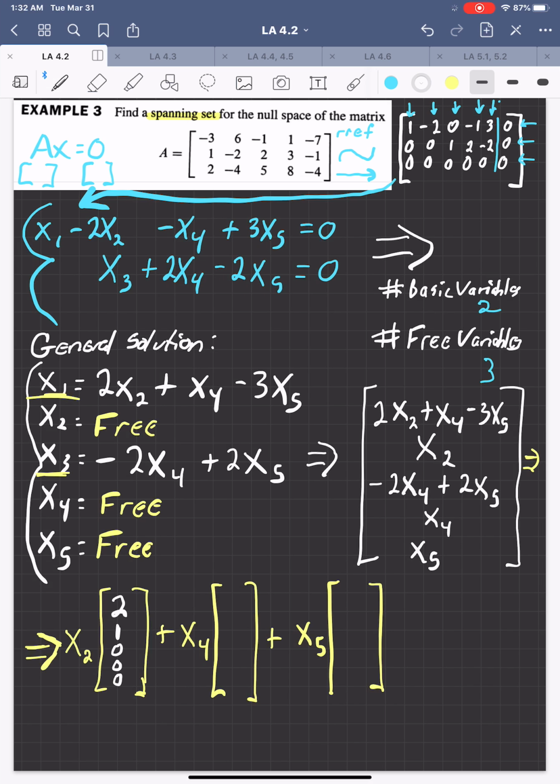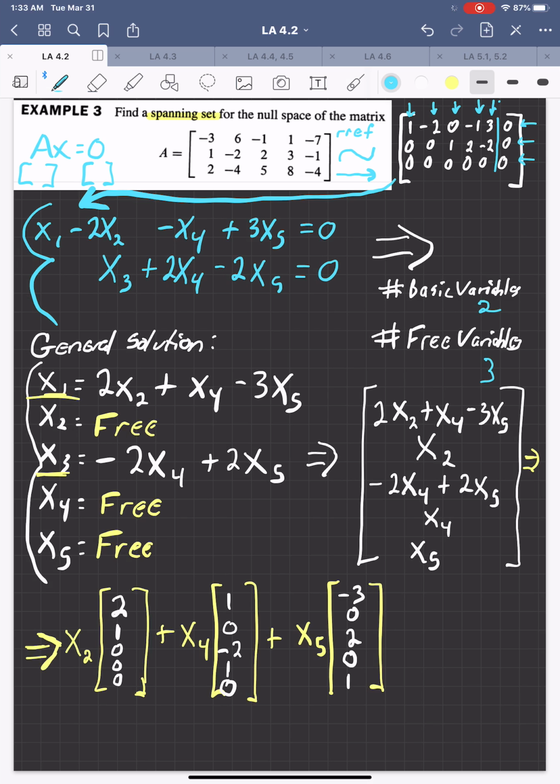Now let's go to the next free variable, x sub 4, so we're going down the line. The first row has 1 x sub 4. The second row has 0 x sub 4's. The third row has negative 2 x sub 4's. The fourth row has 1 x sub 4. And the fifth row has none. And finally, let's go down the line with x sub 5. So I have negative 3 x sub 5's in the first row, 0 in the second, 2 in the third row. I have 0 x sub 5's in the fourth row, and I have 1 x sub 5 in the fifth row.